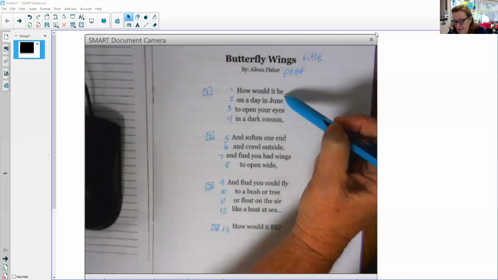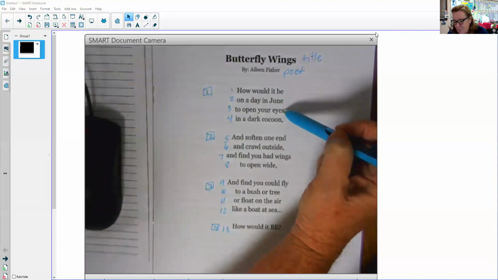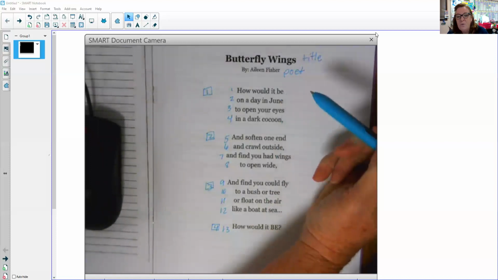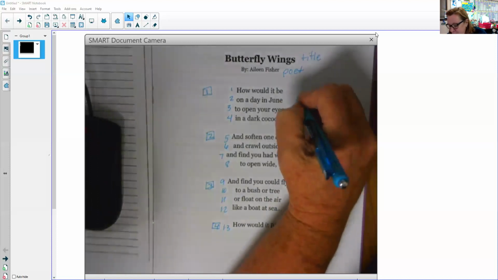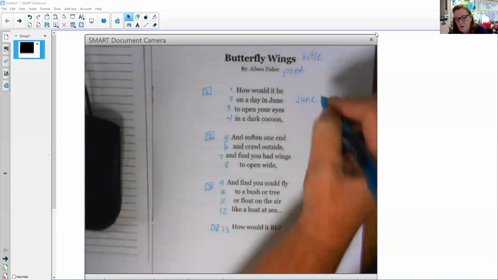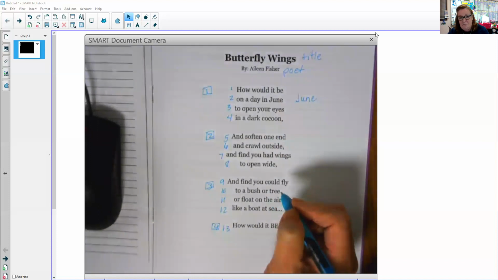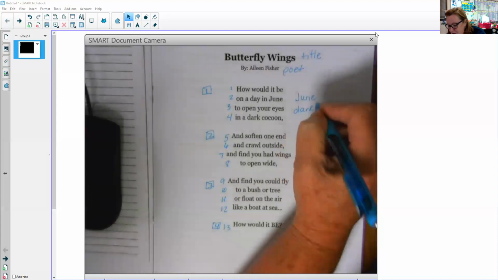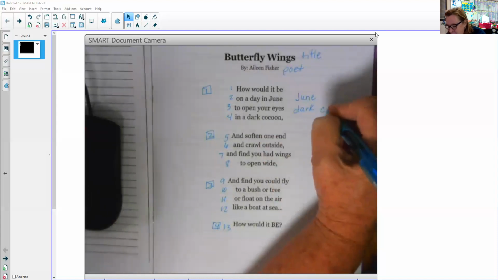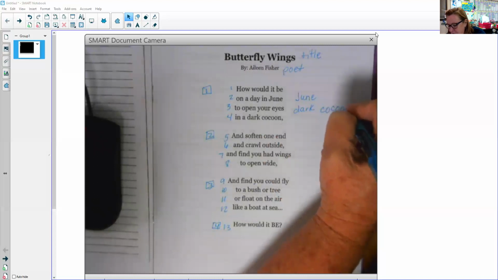Okay, so let's look at stanza 1. How would it be on a day in June to open your eyes in a dark cocoon? Okay, what month is it? You're right, it is June. Where is this thing that we don't know yet? In a dark cocoon. And I want to talk to you about that for just a minute.